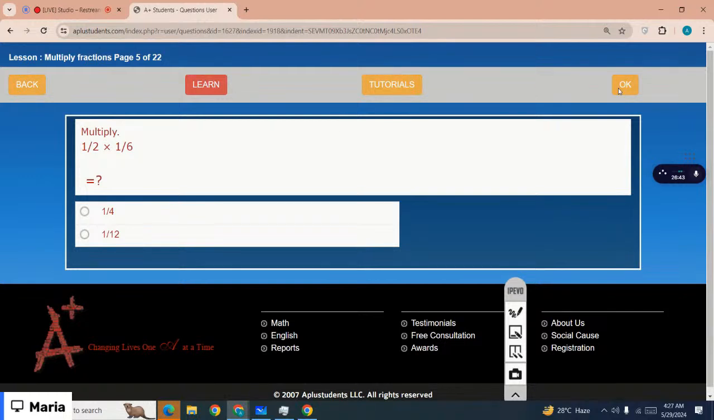The next one is 1 by 2 times 1 by 6. So which is the correct option? 1 by 2 times 1 by 6 equals, that is 1 over 12. Option number 2 is the correct option.